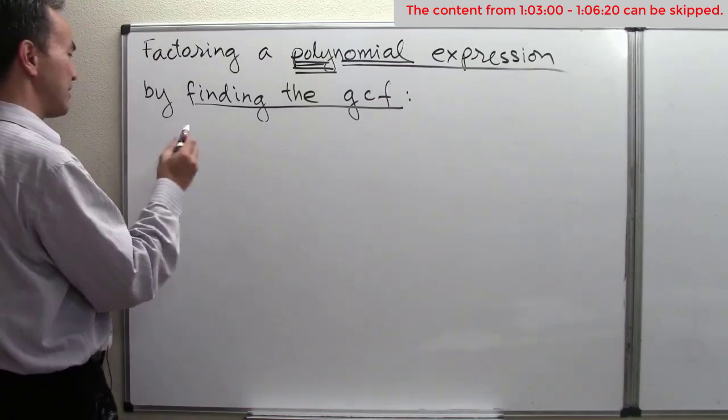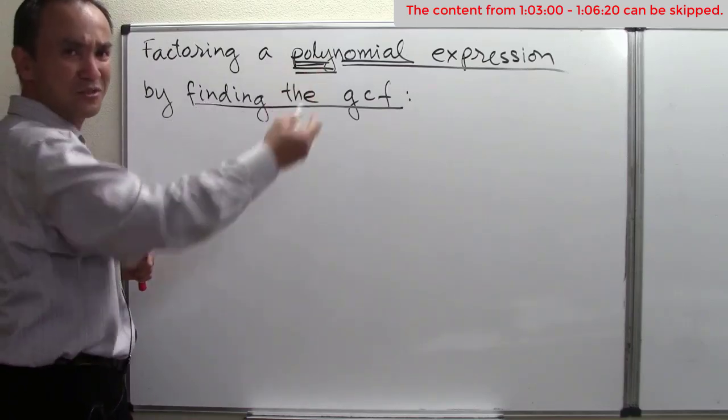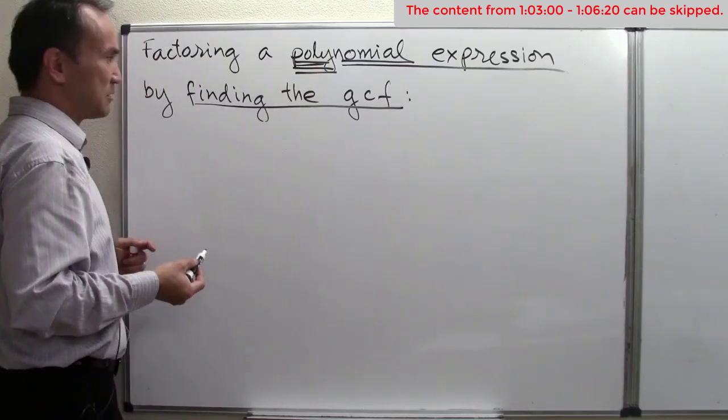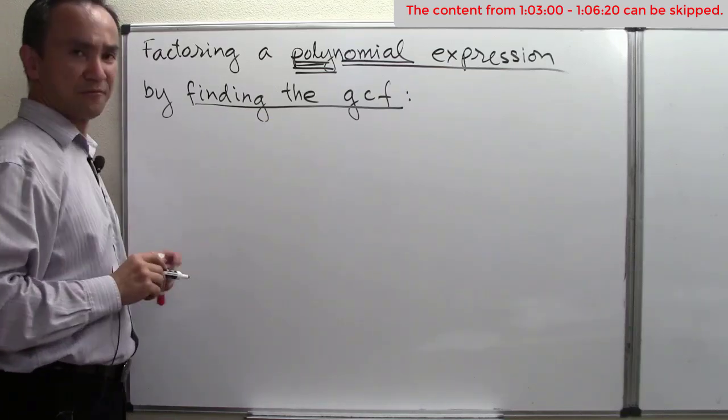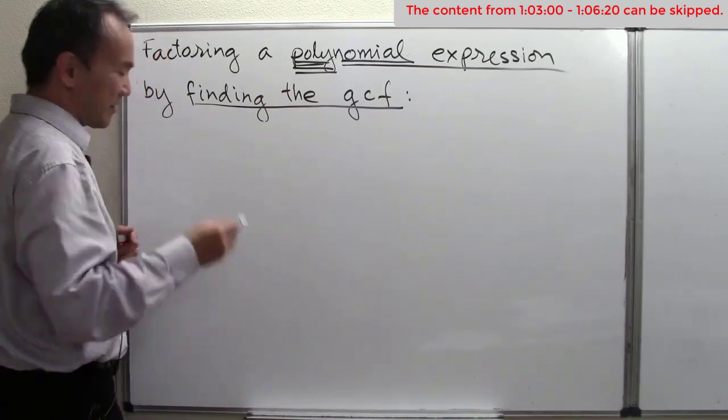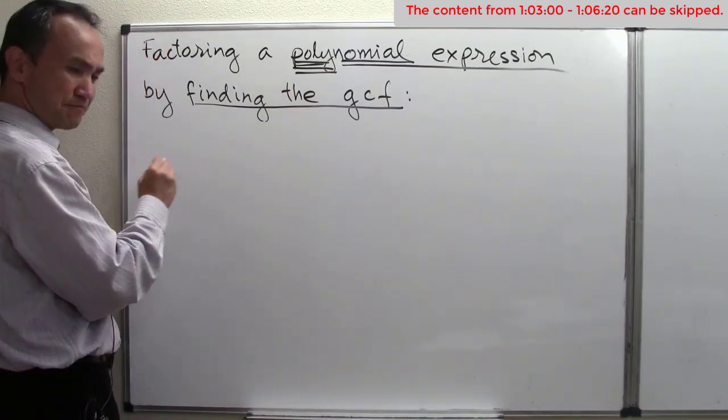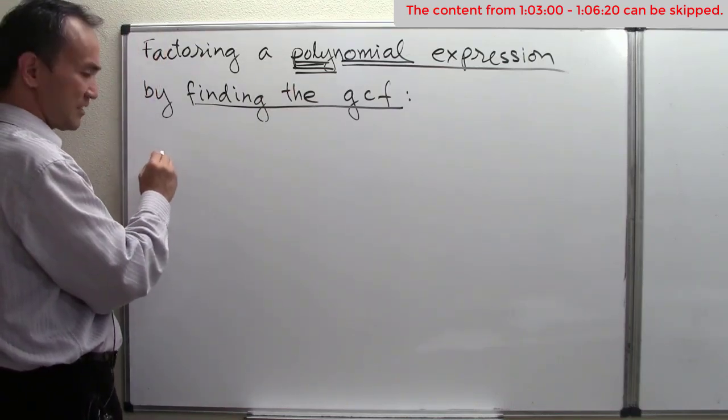So let's look at some impacts. What's good about being able to factor a polynomial expression, specifically by finding the GCF right here? So let's think about something like this.